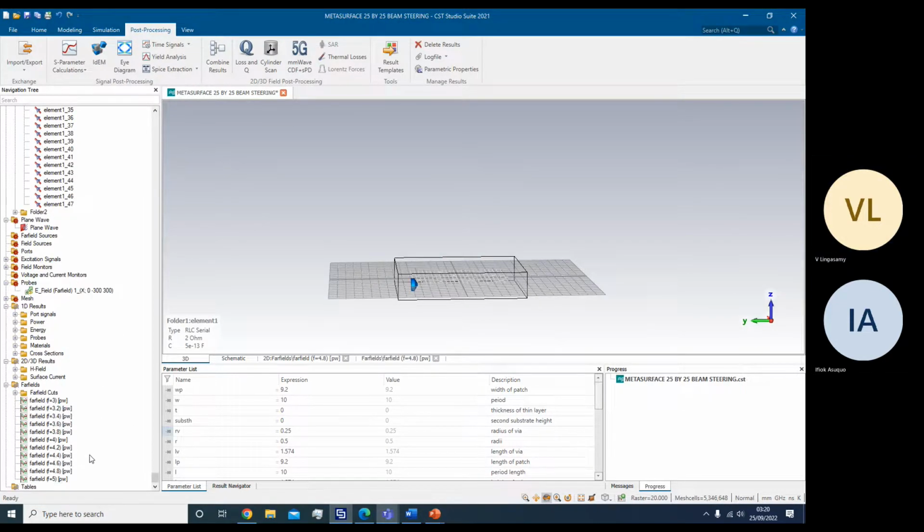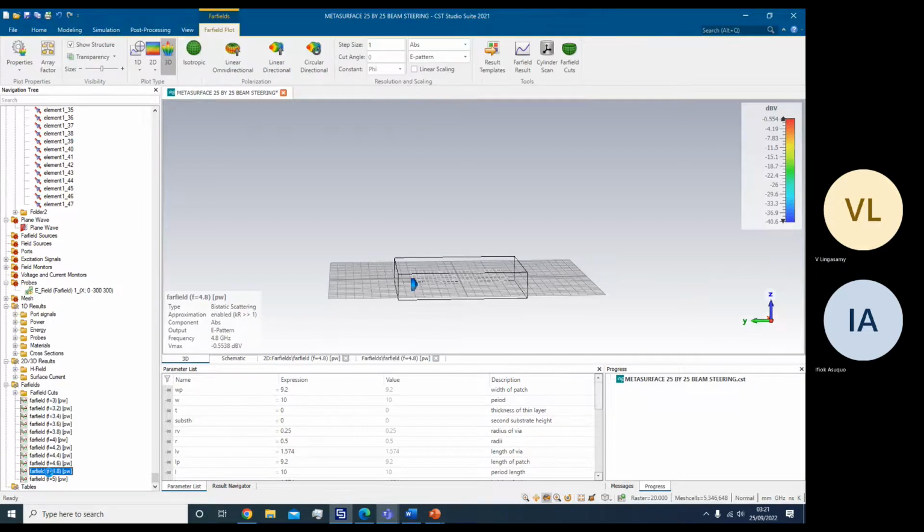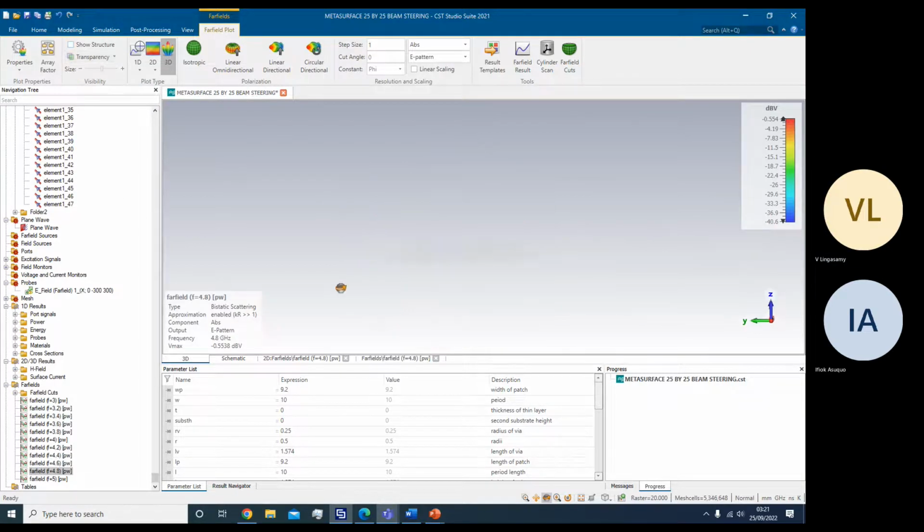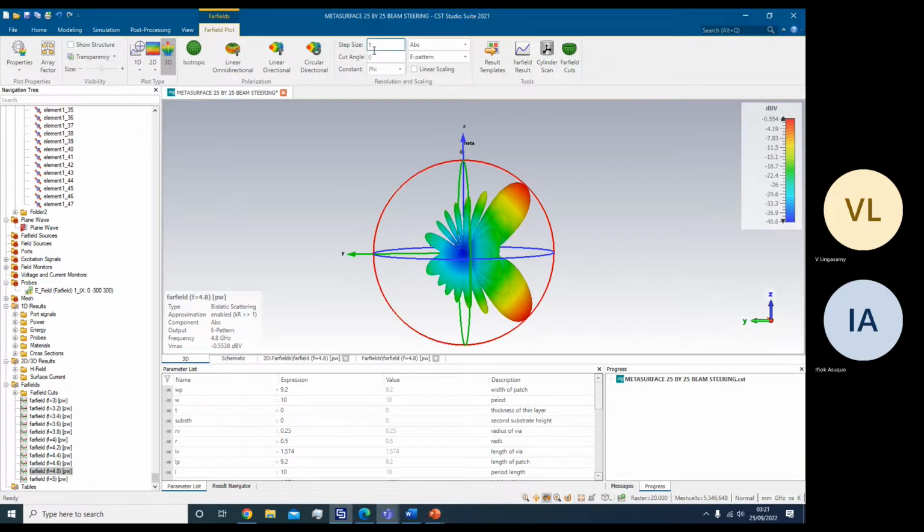So now, finally, can you see my screen? Yeah, I can see your screen. This is the main reason I called you. I was showing you the 4.8. Can you see? Yeah, I can see your screen. So I was saying, but this thing, I'm not getting what is in the paper.